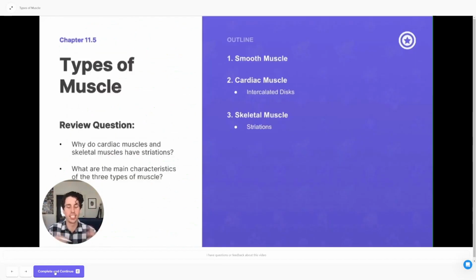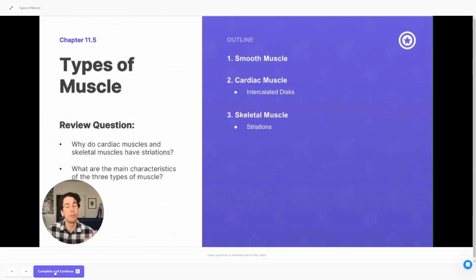So let's go ahead and just look at this one last time. I have a couple of review questions here I want you to think about. So if you want to just pause this, go ahead and do that, and you can think about these questions. But why do cardiac muscles and skeletal muscles have striations? And if you think about it, that's because they have those sarcomeres, and those are going to give that striated appearance. And the smooth muscle cells will not have those sarcomeres, which is why they have that smooth appearance. All right, and then what are the main characteristics of the three types of muscles?